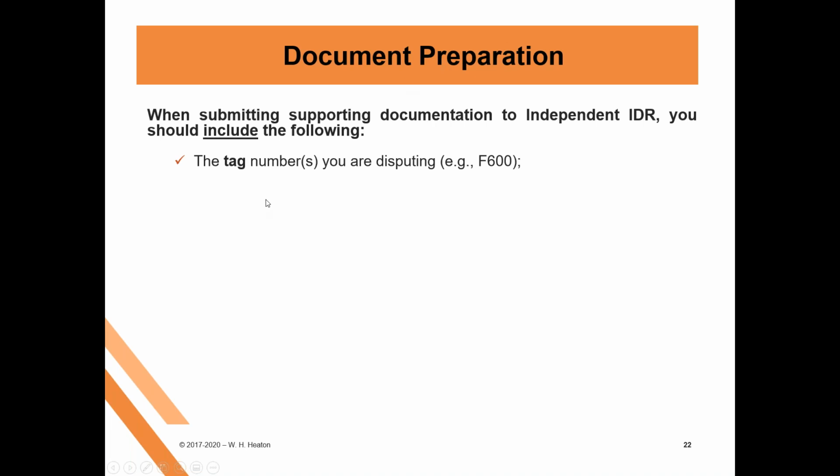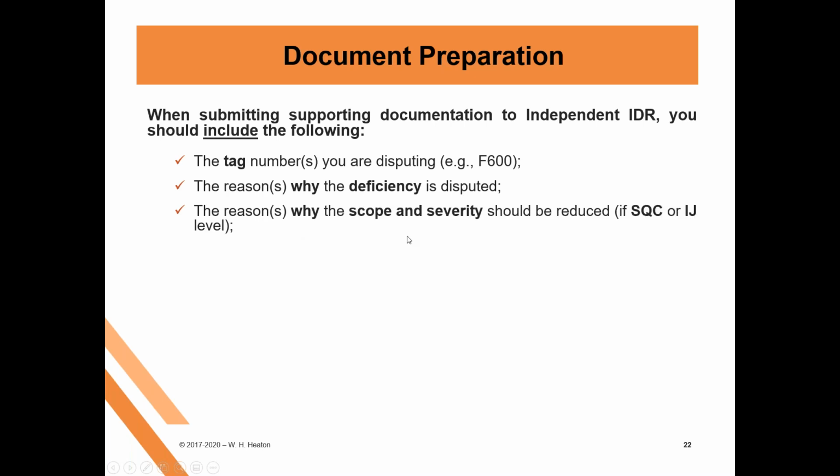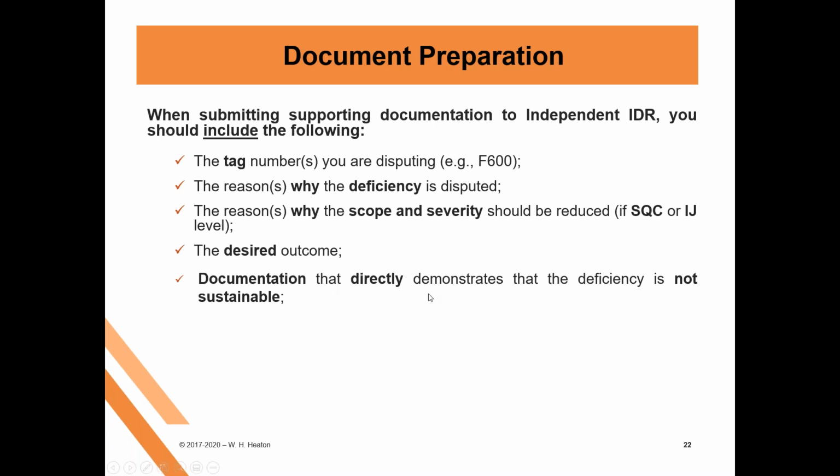What tag number are you disputing? The reason why you're disputing the tag. The reason why the scope and severity should be reduced if it's a substandard quality of care or IJ level. What your desired outcome is. I want it removed. Documentation that directly demonstrates that the deficiency is not sustainable.